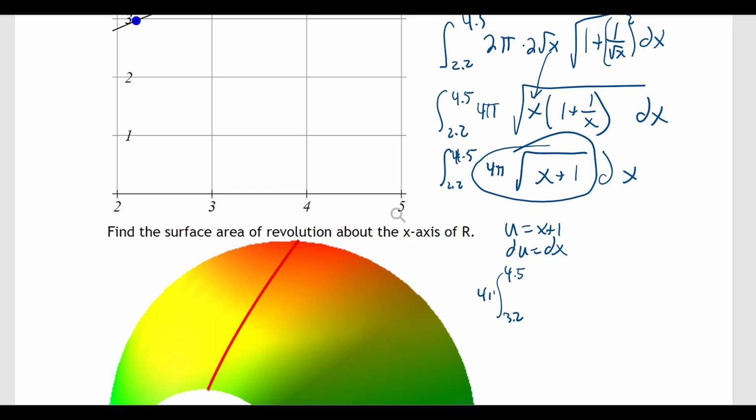So put the 4 pi here. Then I have the square root of u du. So that's going to be 4 pi. Oh, and I just saw my mistake. We added 1 to this. It should be 5.5. So 4 pi times u to the 3 halves over 3 halves from 3.2 to 5.5.